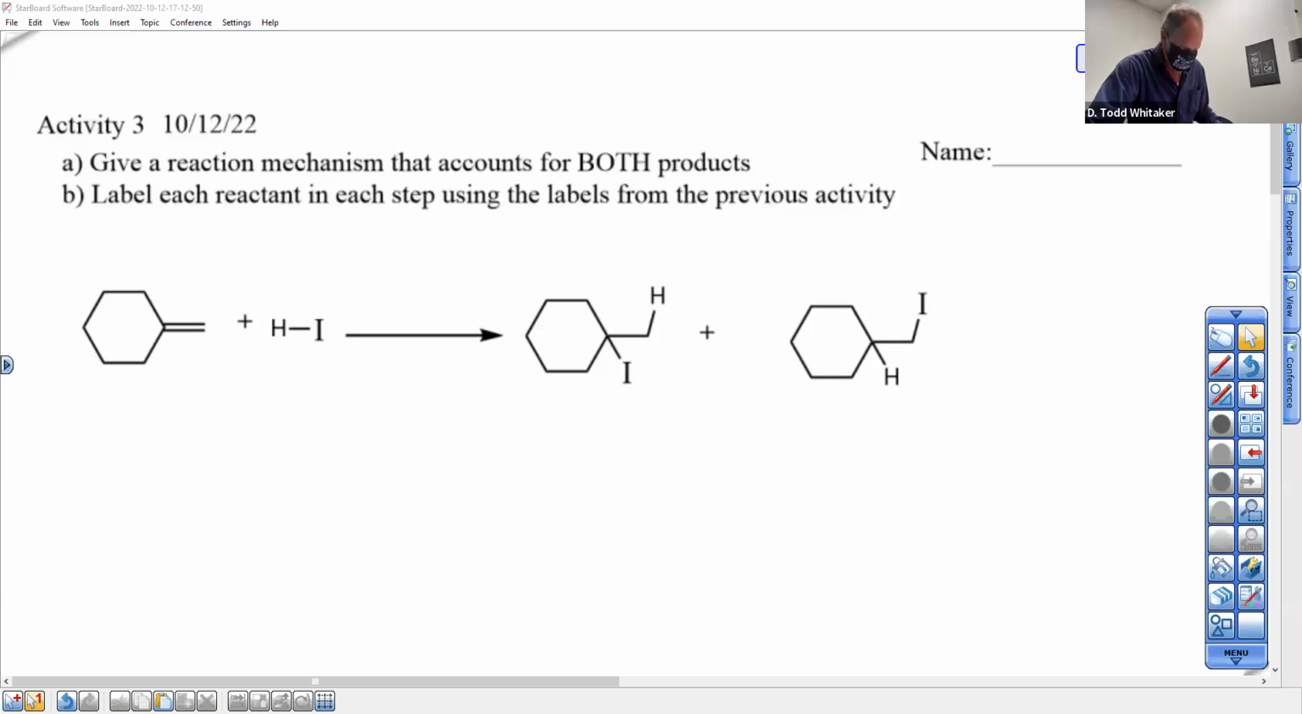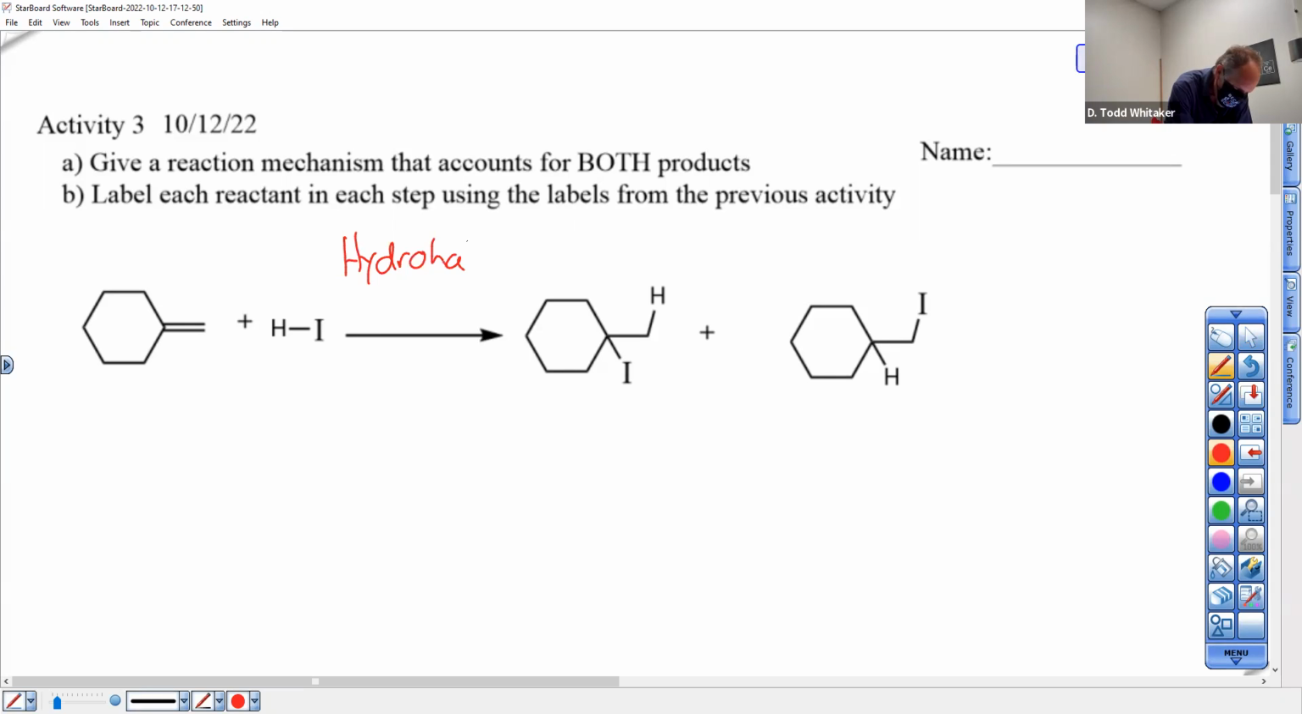All right, ladies and gentlemen, the day you have been waiting for has finally arrived. We're starting our first mechanism. And here it comes. This one is not surprisingly called hydrohalogenation. Why do you think it has such a name? Hydro, each new molecule has a new hydrogen and a new halogen. There you go. That's where I got its name.